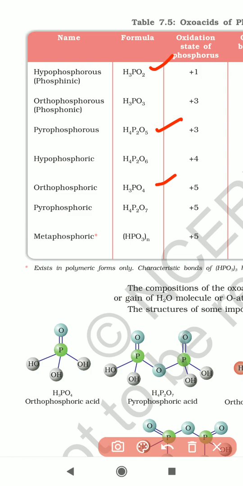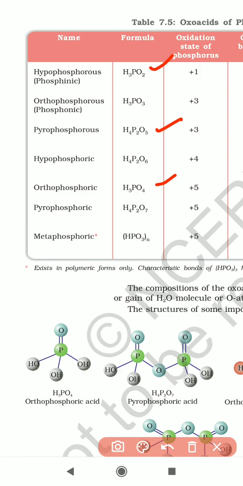So how many oxo acids does phosphorus form? Totally seven types of oxo acids exist. So let us see once again the oxidation states of phosphorus. Different compounds are present, and different molecular formulas exist. So what oxidation state does phosphorus exhibit? Let us see that.